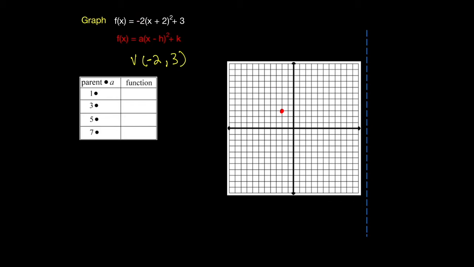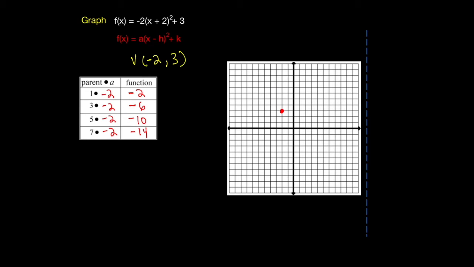My a value is -2, so I'm going to multiply 1, 3, 5, and 7 by -2. And doing these calculations, 1 times -2, I'm going to get -2. 3 times -2 is -6. 5 times -2 is -10. And finally, 7 times -2 is -14.